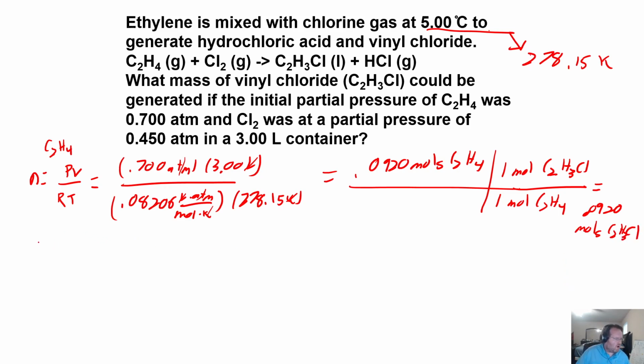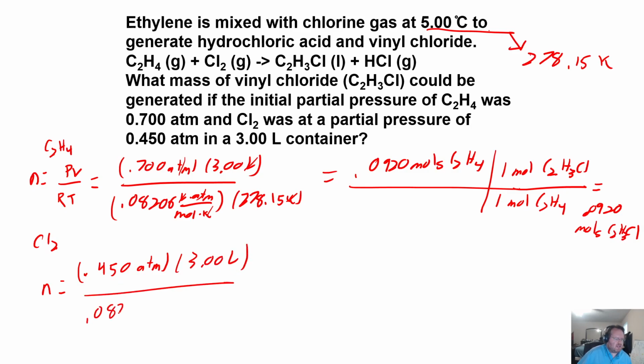Now, we also need to do the same thing with Cl2 gas. So here again, we just have a different partial pressure. So it's 0.450 atmospheres. We have a volume of 3 liters. We have a constant of 0.08206 liters times atmospheres per mole Kelvin. And then a temperature of 278.15 Kelvin. We can see that the Kelvin, liters, and atmospheres cancel. We're left with moles.